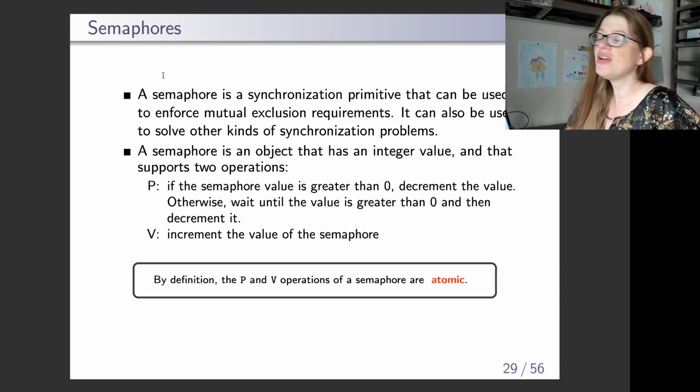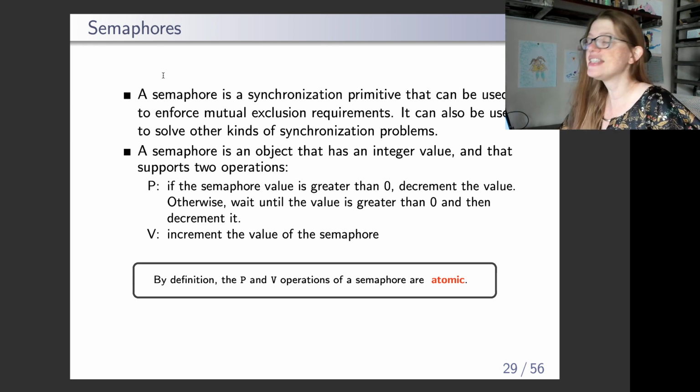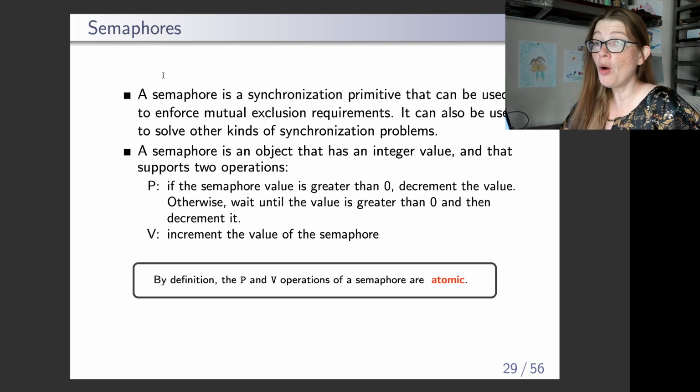So right now you have a synchronization primitive that can be used to guarantee mutual exclusion. So you have some critical section, you only want one thread in there at a time, and so you can use a lock as a mutex to protect the critical section and make sure that you have exactly one thread in there at any given time.